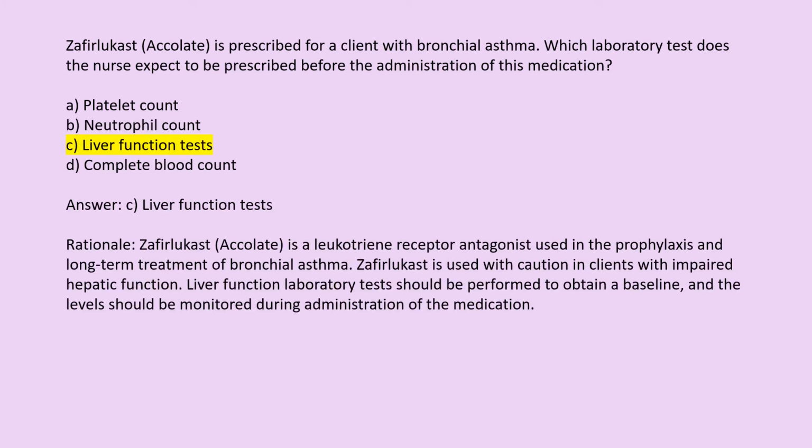Answer. C. Liver function tests. Rationale. Zafirlukast, Accolate, is a leukotriene receptor antagonist used in the prophylaxis and long-term treatment of bronchial asthma. Zafirlukast is used with caution in clients with impaired hepatic function. Liver function laboratory tests should be performed to obtain a baseline, and the levels should be monitored during administration of the medication.